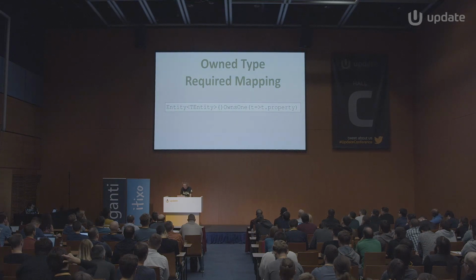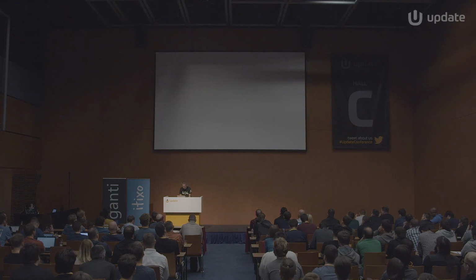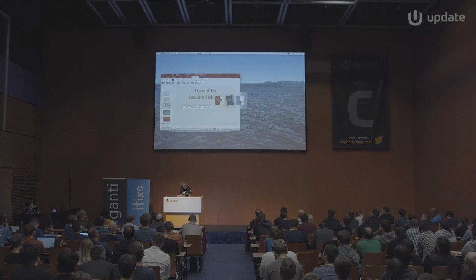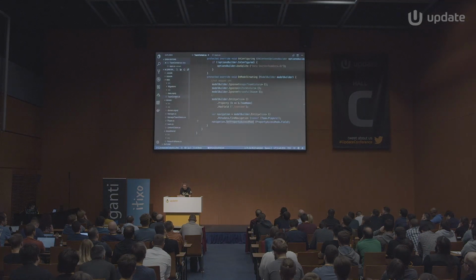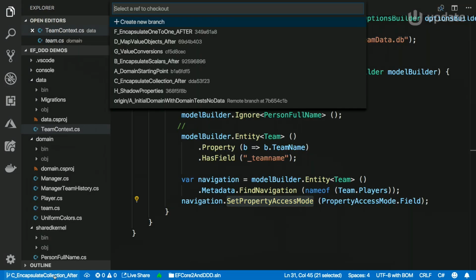So let me show you what this looks like in my code. Okay, so I'm going to switch again to this new branch, which is value objects.